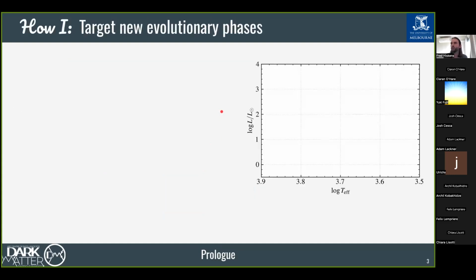I do want to go through in a little bit more detail the first of the two hows I mentioned on the previous slide. The first one, of course, being targeting new evolutionary phases. To do this, we need to first answer the question, what is the evolutionary progression of low mass stars? We'll have a look at this progression over here on a Hertzsprung-Russell diagram on the right-hand side. This just plots the stellar luminosity against its effective temperature.